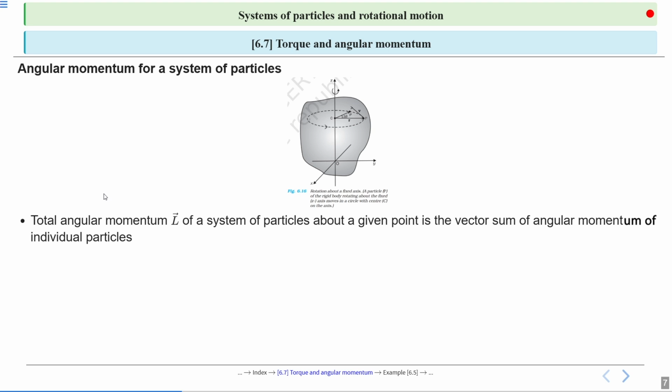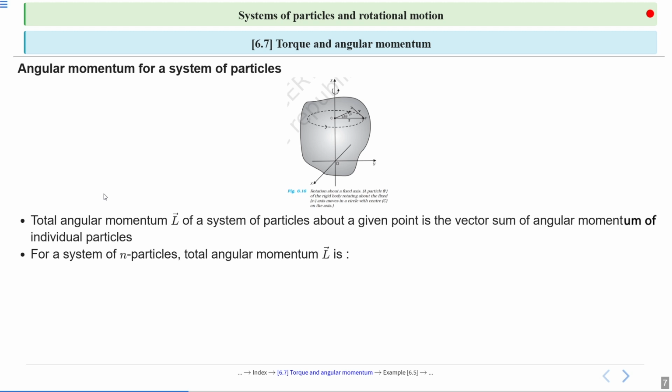Now here we are not talking about a single particle. Here we talk about a system of particles. For a system of particles, we consider all particles and their angular momenta. So if I have n particles, we take the vector sum of the angular momentum of each individual particle. For the first particle it will be L1, for the second particle it will be L2, similarly for the nth particle it will be Ln, and we add them via vector sum.